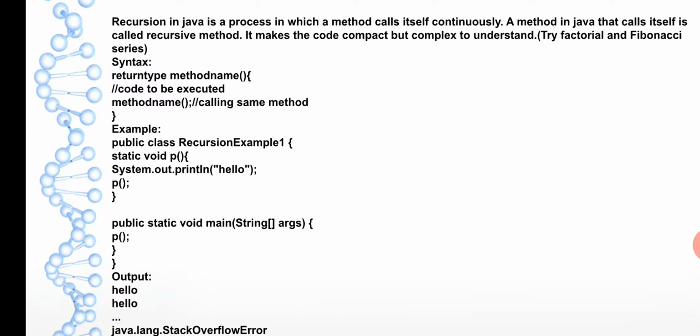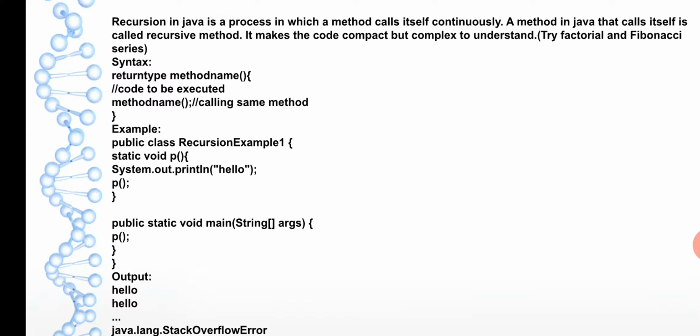So you can directly jump into the program here. You have public class RecursionExample1. Inside that you have one static method, static void p. You are going to understand the static concept in the next slide: what static methods are and how exactly they work, we will see one by one. But now you have one method void p, and inside it you have system.out.println hello. You print hello, and you call the p method again, again and again.